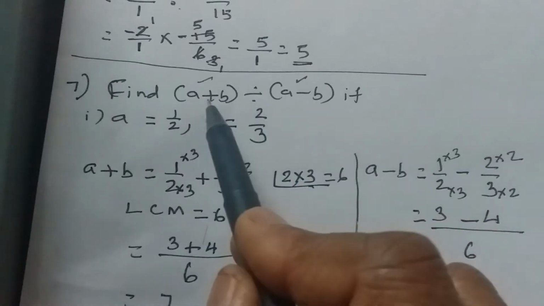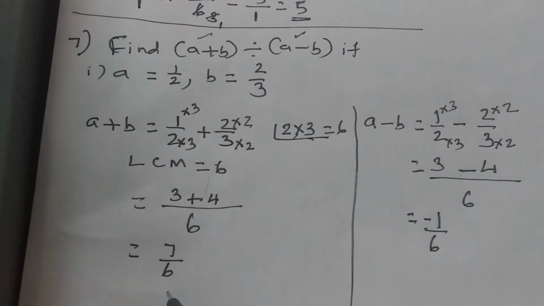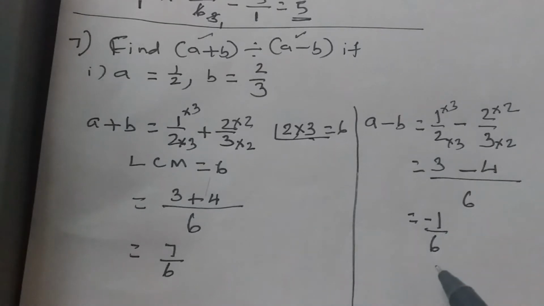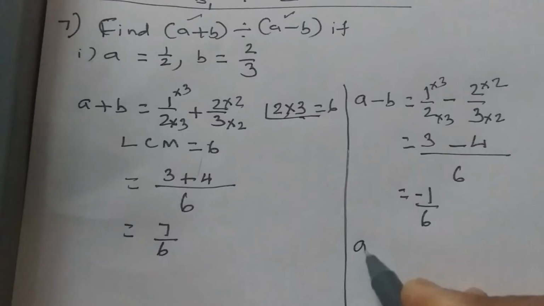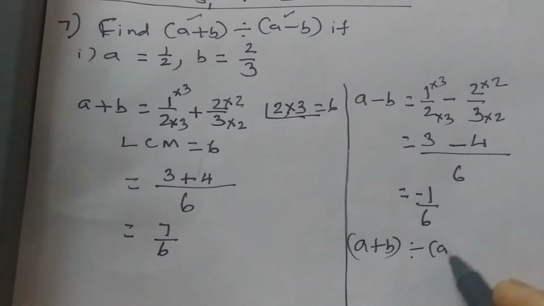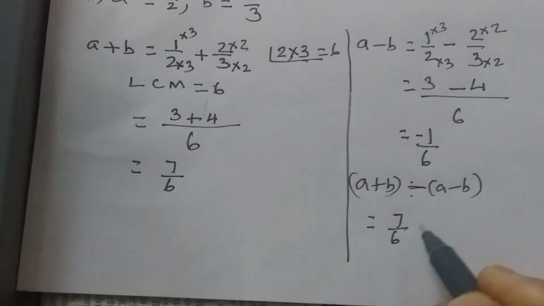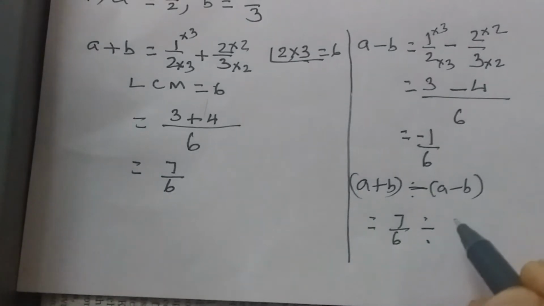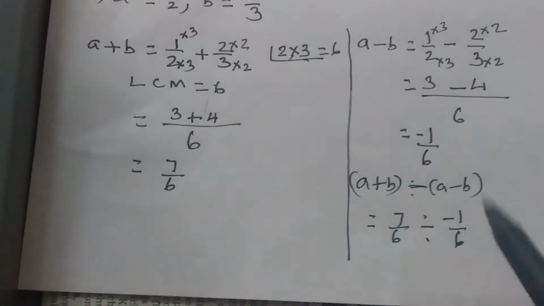Now what do we have to do? We have to divide those two answers. Which are the numbers? a plus b is 7 by 6. a minus b is minus 1 by 6. These two numbers we have to divide. So we have to find a plus b divided by a minus b. We'll do that now. What is a plus b? a plus b is 7 by 6, divided by a minus b, which is minus 1 by 6. Don't forget the sign. It is minus 1 by 6.